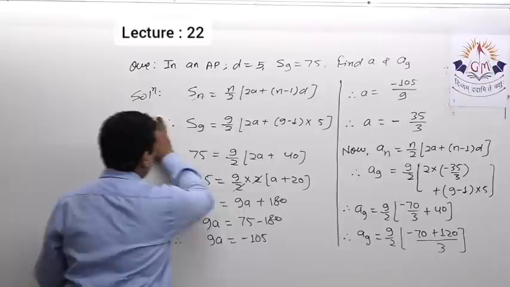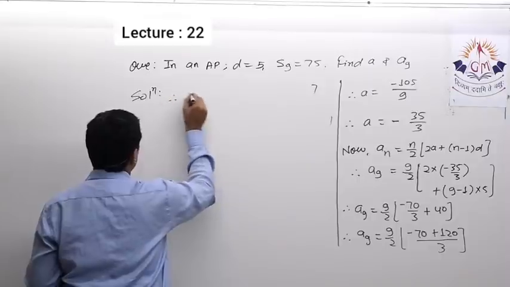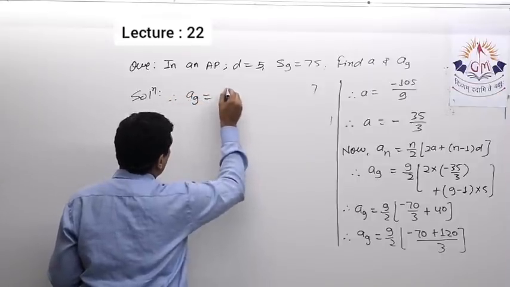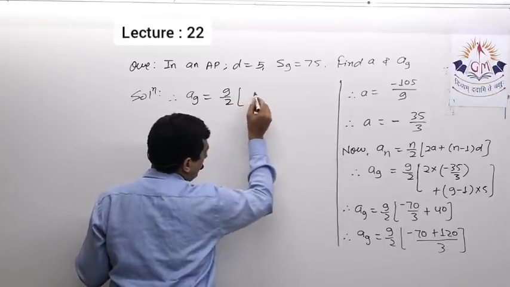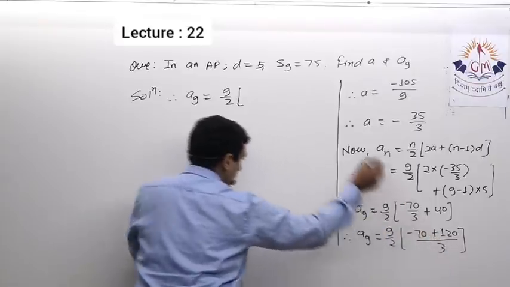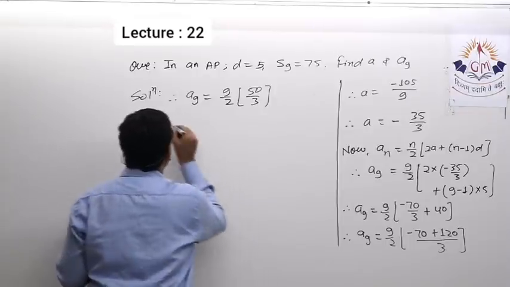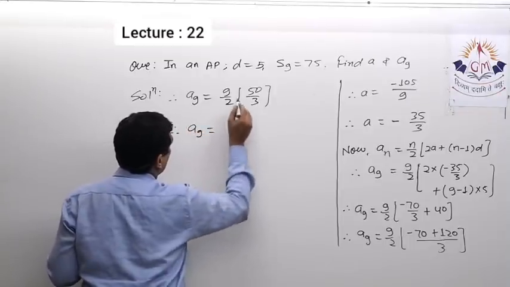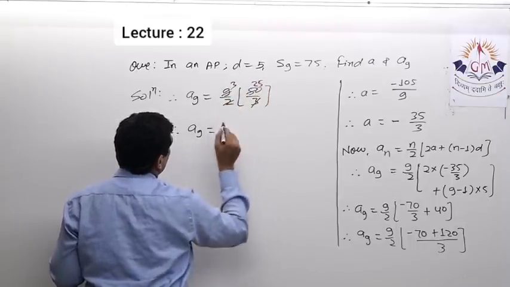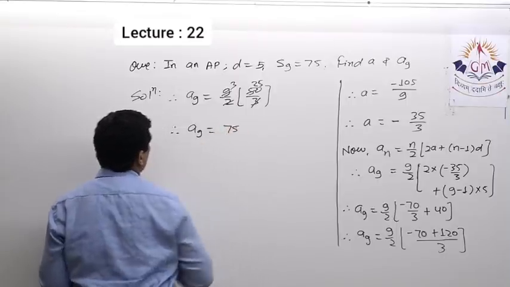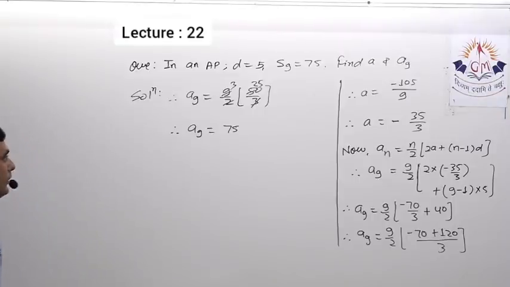Okay, let us see how to find it further. So therefore A9 is equal to 9 by 2 multiplied by, now minus 70 plus 120, that is 50 by 3. So ultimately A9 is equal to, we can cancel 3, 3s are 9, 2, 25s are 25 into 3, that is 75. So value of ninth term is 75. Please note it down.